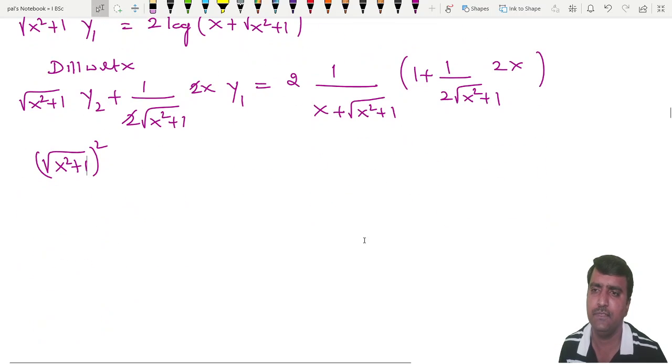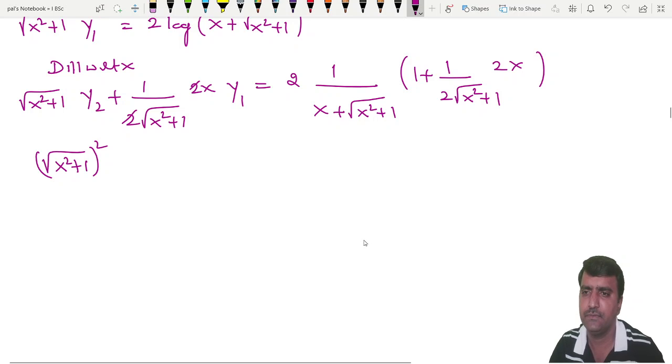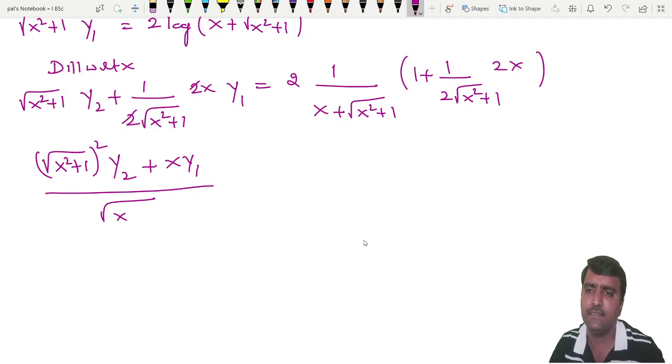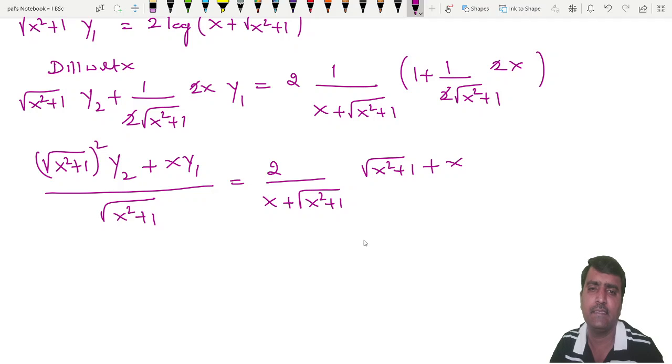Root of (x square plus 1) whole square, that into y2, plus x into y1 divided by root of x square plus 1, which is equal to 2 divided by x plus root of x square plus 1. So here we can cancel this 2 and 2. Root of x square plus 1 into 1 is root of x square plus 1 plus x, this whole divided by root of x square plus 1.